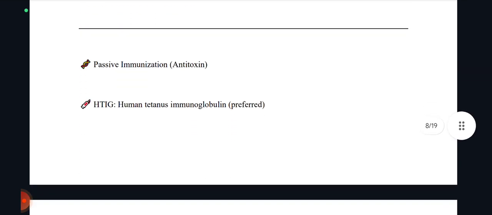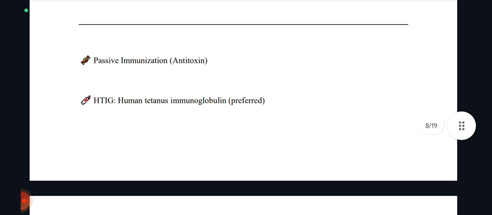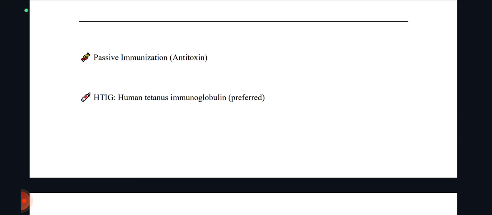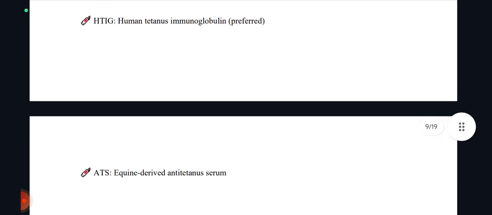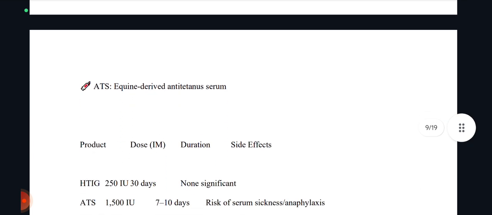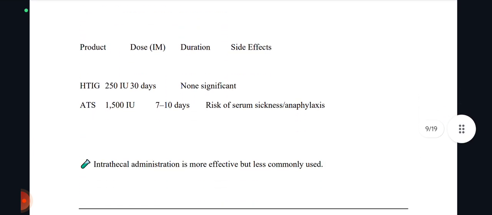Now what about the treatment of tetanus? Passive immunization with antitoxin is the mainstay, because tetanus is better prevented than treated. HTIG, human tetanus immunoglobulin, is the preferred one. ATS, equine-derived anti-tetanus serum from horse, is also given. HTIG is given IM, 250 international units, lasting 30 days, and there is no significant side effect. In ATS, the dose is 1,500 international units, with duration of 7 to 10 days. There is risk of serum sickness or anaphylaxis.